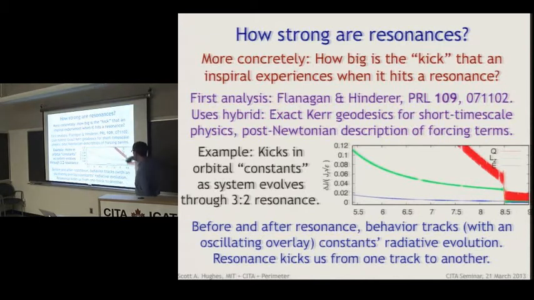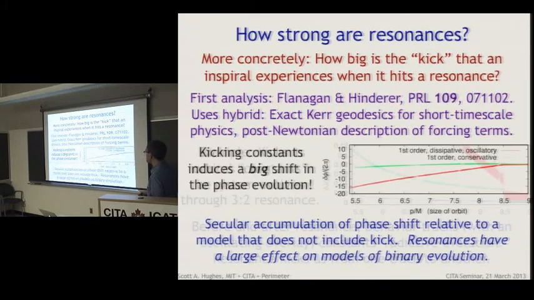So what they basically confirm is this cartoon I sketched earlier, where you have really simple to understand behavior early on. When you hit the resonance, things kind of go crazy, and then you fall into another easy to understand track afterwards. You ask yourself, well, that's great, you get kicked onto this new thing. How does that actually change the evolution of the system? So this is the shift in orbital phase relative to a model that does not take into account the resonance. And they find that the shift in phase divided by 2 pi changes by hundreds of radians. That is a very large effect.